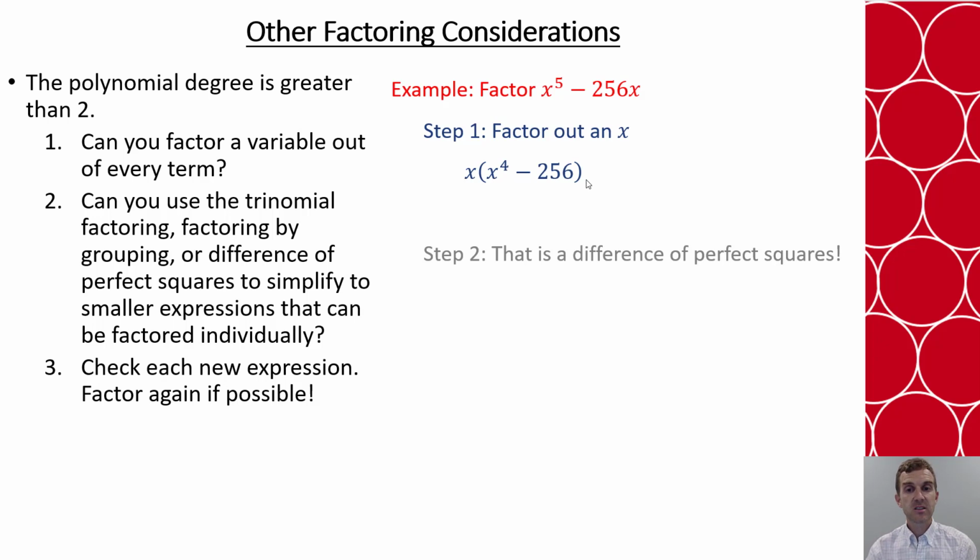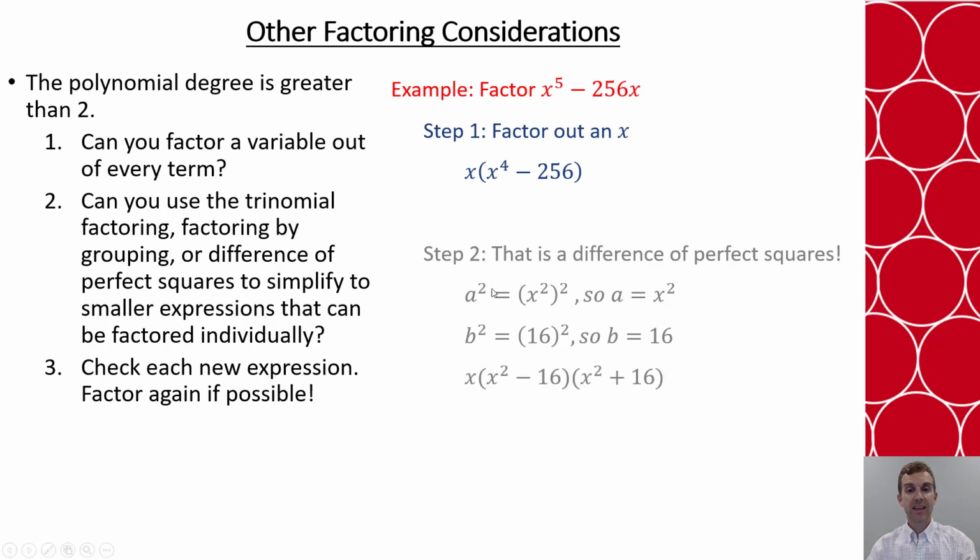So since it's a difference of perfect squares, I'm going to use those parts, the x squared and then the 16. So what I have now is the x from where I factored it originally, and then x squared minus 16 and x squared plus 16, just like I did that difference of perfect squares a minute ago. Now I do one more look and say, okay, x I cannot factor anymore. X squared plus 16, that's a sum, not a difference, so I have to leave that one alone. There's nothing I can do to that one.